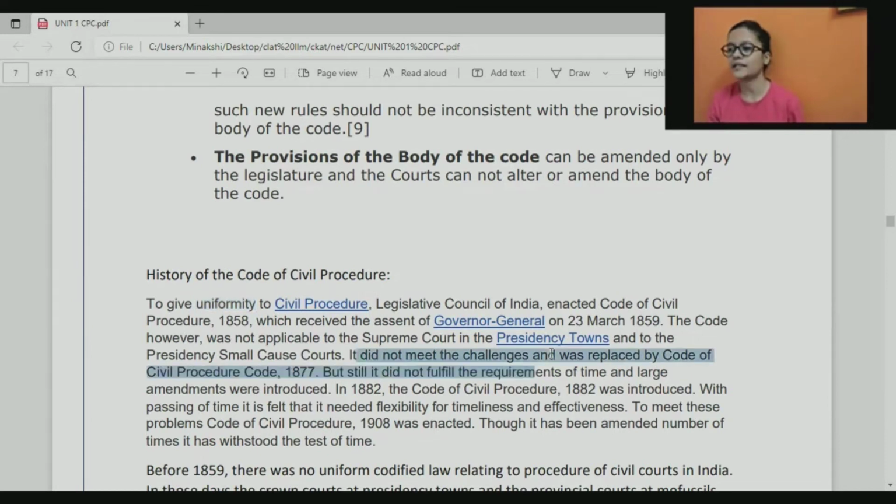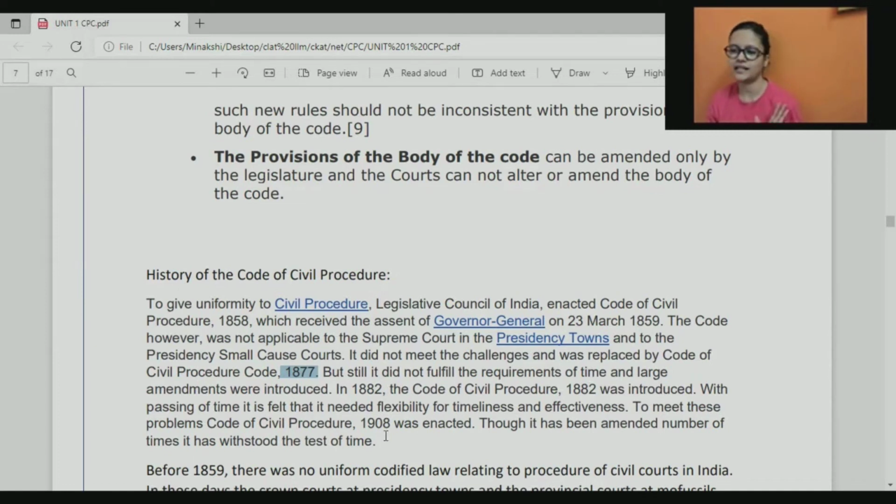It did not meet the challenges and was replaced by the Code of Civil Procedure 1877. A few years later, a new legislation was introduced because the previous one was not serving its purpose. But still, it did not fulfill the requirements of the time, and large amendments were introduced. A lot of amendments were introduced, and even then it was not serving the purpose. So again, in 1882, another legislation was introduced. It also had its own defects or demerits.